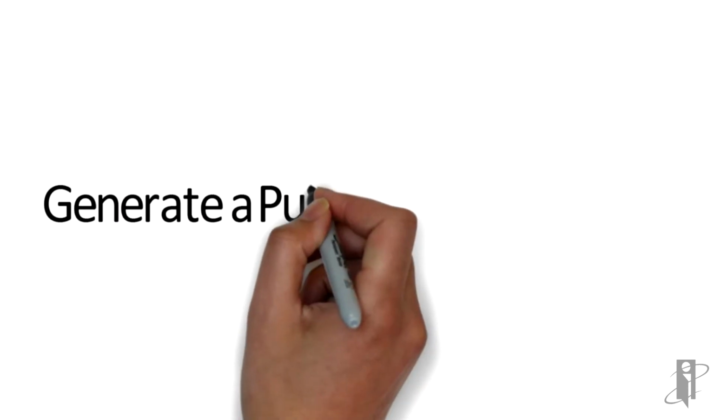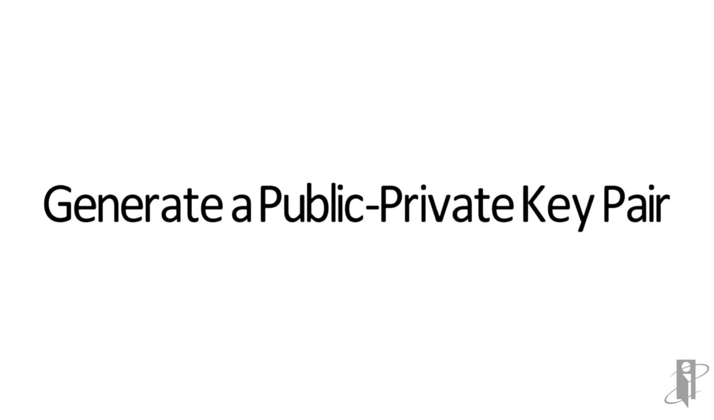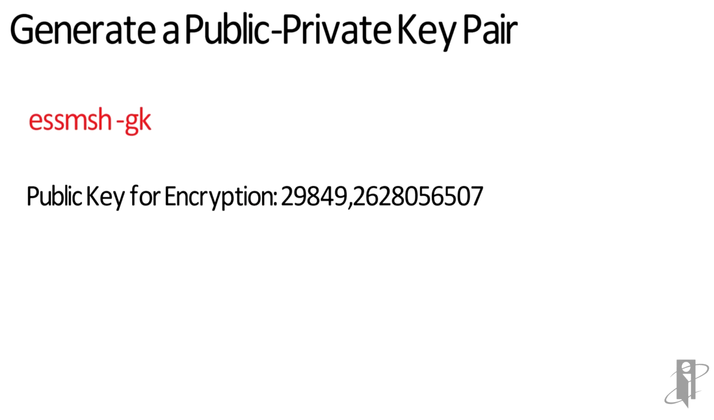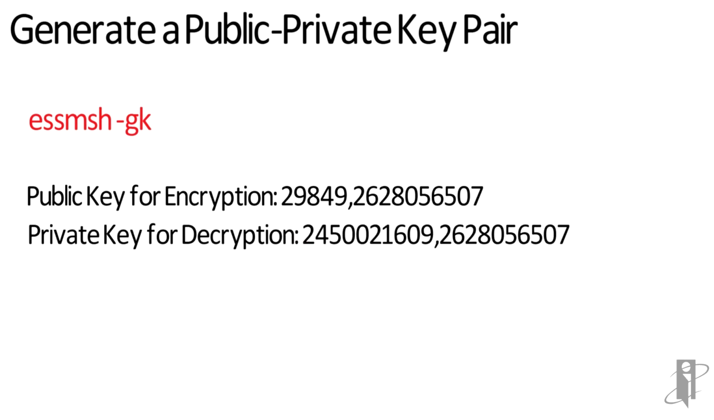The first step is to generate a public-private key pair to use for encryption and decryption. At a command prompt, type essmsh -gk. This will give you a public key for encryption and a private key for decryption. Be sure to record these keys in a secure location where you won't misplace them. You will use these keys to encrypt your scripts and decrypt your scripts when you run them.